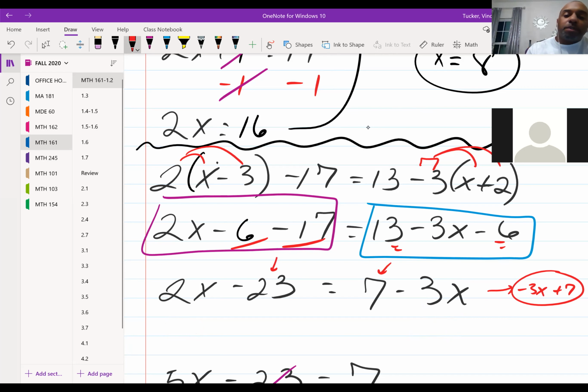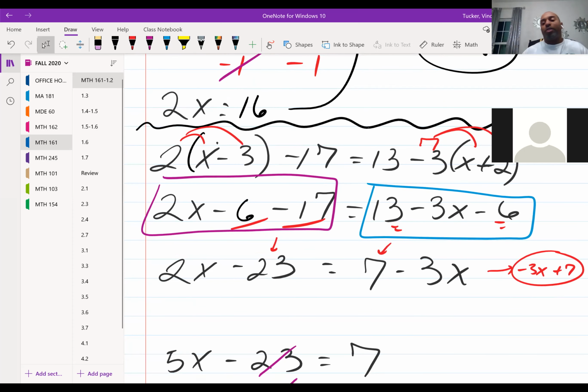So now at this point, we have 2x minus 23 equal to 7 minus 3x. I also wrote a note here that if you wrote negative 3 plus 7, it's the same thing. As long as 7 is positive and 3x is negative, you'll still be all right. All right, so from here, your goal should be to get each term with x on one side, each term without x to the other.